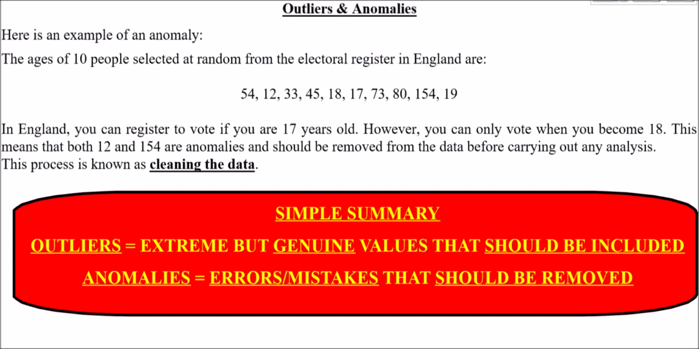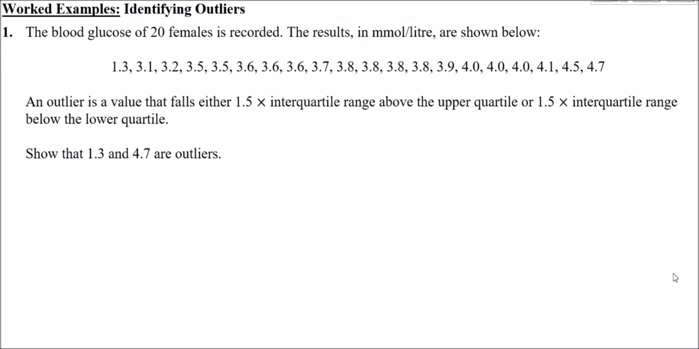Let's now have a look at a couple of examples dealing with how to identify and calculate anomalies. So, identifying outliers, first example. So we've got the blood glucose levels of 20 females, which has been recorded here, these 20 values. The results in millimoles per litre are shown here. So an outlier, using this definition, is a value that falls either 1.5 multiplied by the interquartile range above the upper quartile, or 1.5 multiplied by the interquartile range below the lower quartile. So our task here is to show that 1.3 and 4.7 are outliers. So what we need to do here is to find the interquartile range for this data.